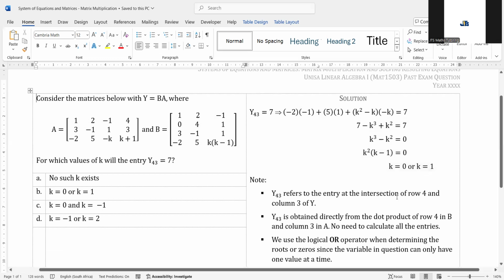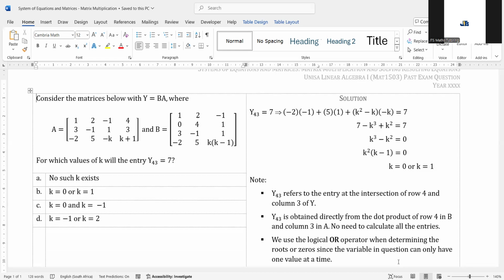Beautiful. Take note of something here. We use the logical or operator, not the logical and operator. Why do we use the or operator? It's because k cannot assume the 0 value and 1 value at the same time. We use the or operator when determining the roots of the zeros, since the variable in question can have only 1 value at a time. Beautiful.